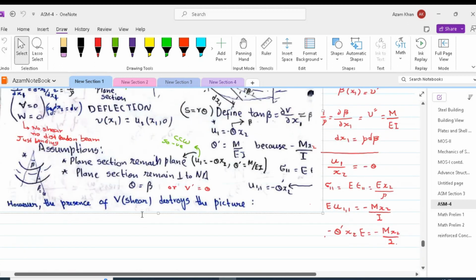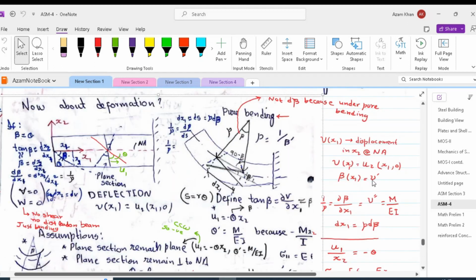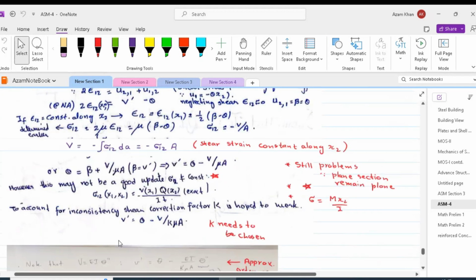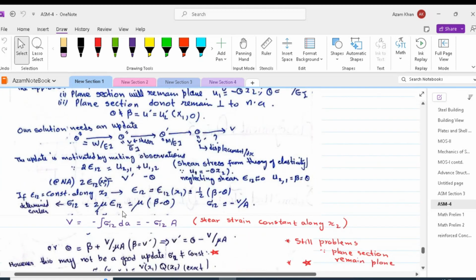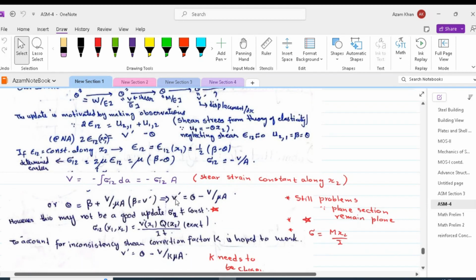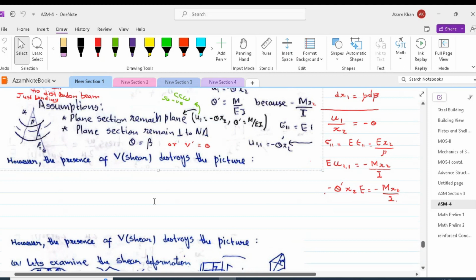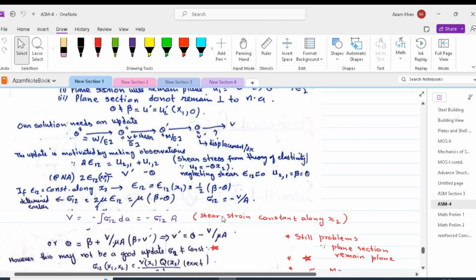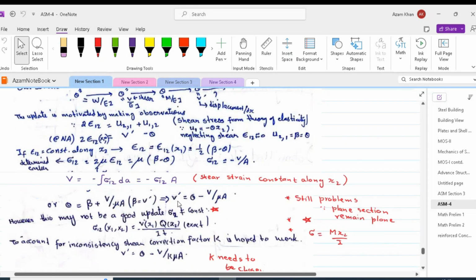As we discussed earlier, β is equal to small v'. So plugging the values of v' over here, we get v' is equal to θ minus V by μA. Using this expression, we can find our shear deflection. This is now our new relation between v' and θ. Previously, we took v' equal to θ. Now it has another factor which takes shear into account.